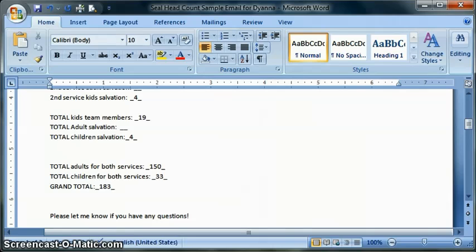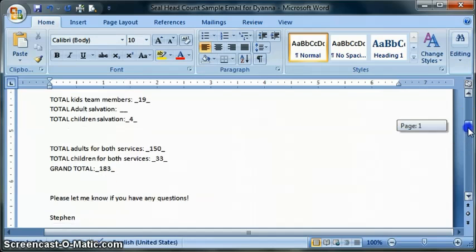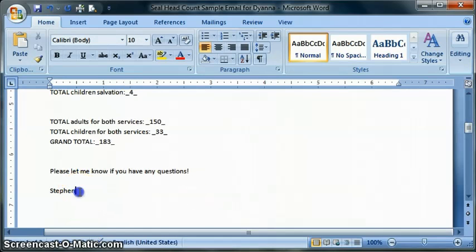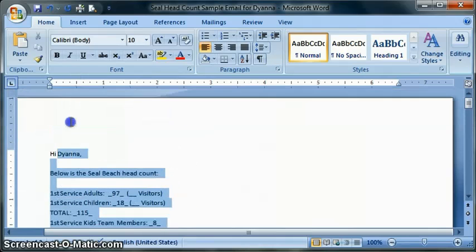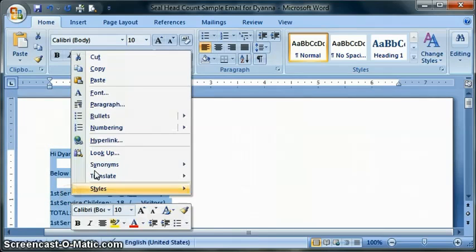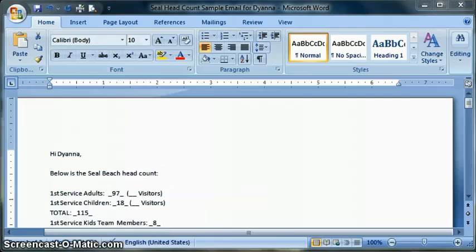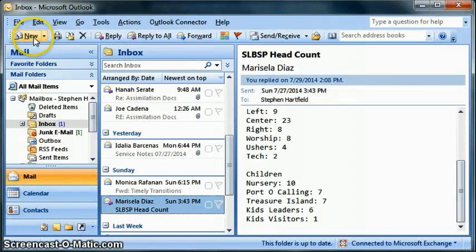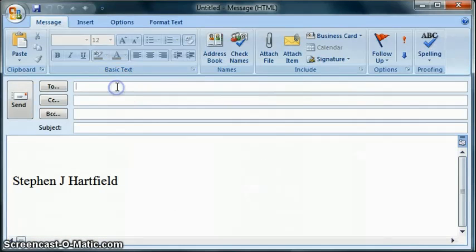$183. Okay, so once this is done, best way to do this, you can probably change this to say your name, but then you're going to highlight everything you just filled in. I'm going to go ahead and copy, bring up your email, send a new message.